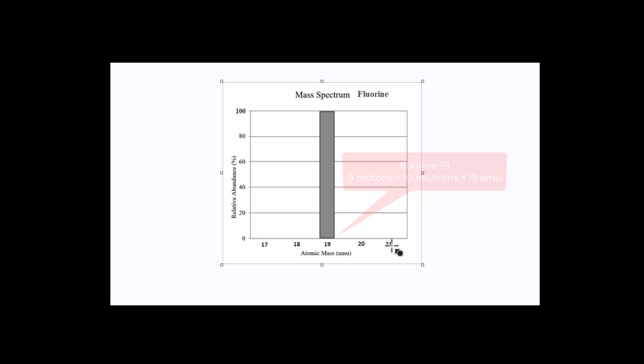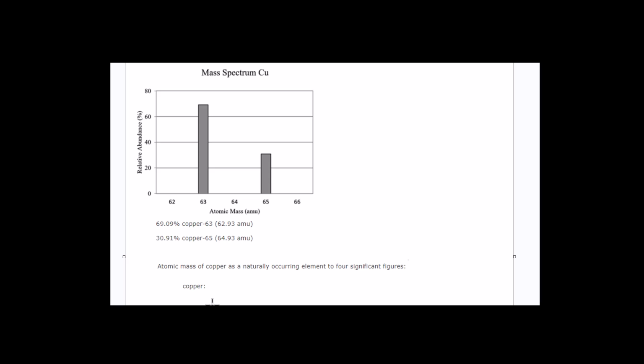That's part of a mass spectrum graph. And here we've got on the y-axis percent abundance, which says how many atoms are like this. So here we've got 100%. 100% of fluorine is exactly like this. A nice simple graph.